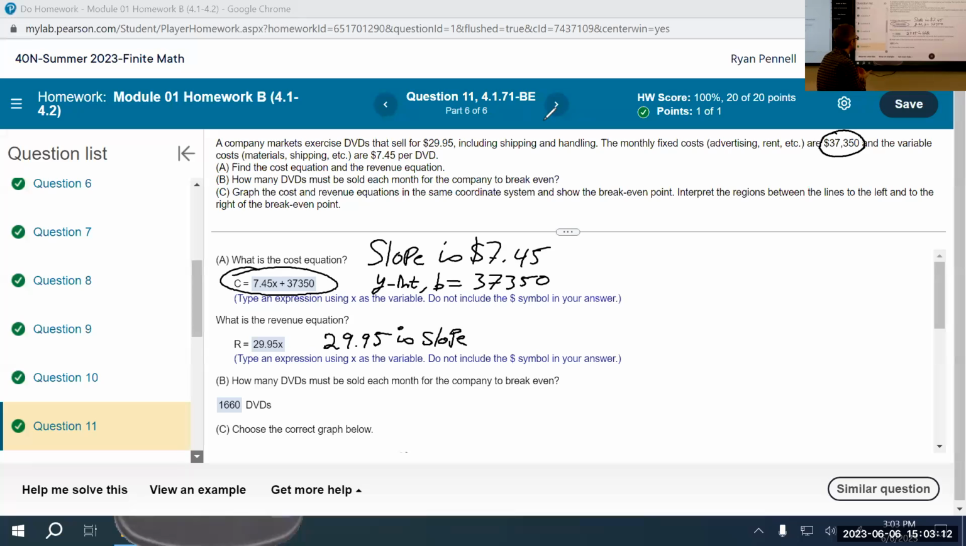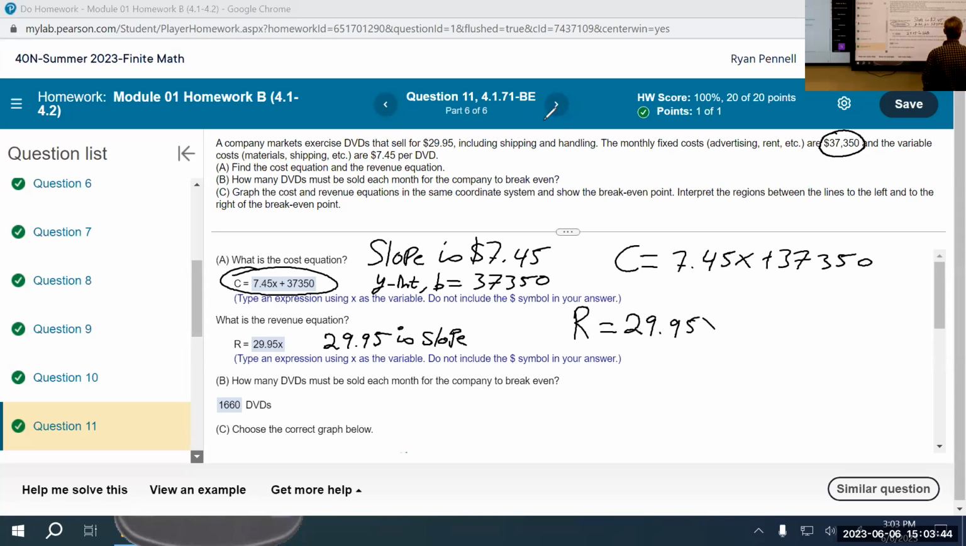How many do we have to sell to break even? Really, we're saying, how many do we have to sell to pay for the rent of this warehouse and all the industrial machines in there and the people that work there? So we want to set these y's equal to each other. Okay, we have cost equals 7.45x plus 37,350, and we have revenue equals 29.95x. I claim if we set these equal to each other, we see where we absolutely break even. That's where we break even.